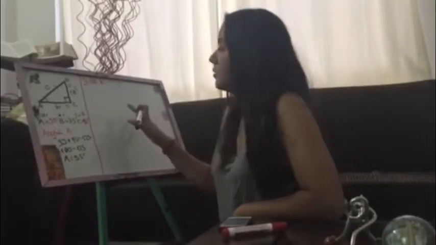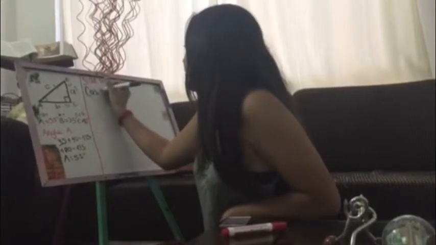So now we can say that the angle B measures 53 degrees. Now for finding the side B, we're going to take the cosine of 55 degrees, and the formula is adjacent side over hypotenuse.